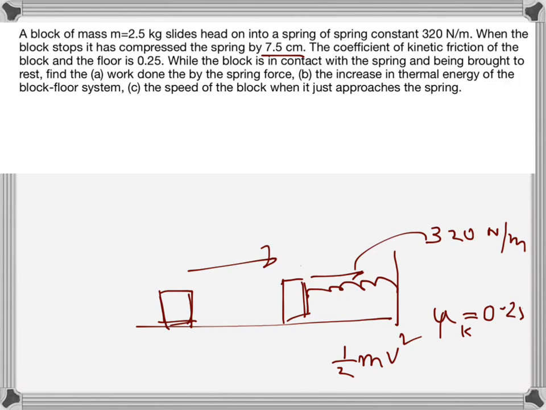So when the block stops, let's say somewhere here, this distance is 7.5 centimeter, and the kinetic friction is given, and the spring constant is given. So we need to find work done by the spring force. That will be half k x square. In this case the work is done on the spring, so it will be negative, but we will just look at the magnitude here.